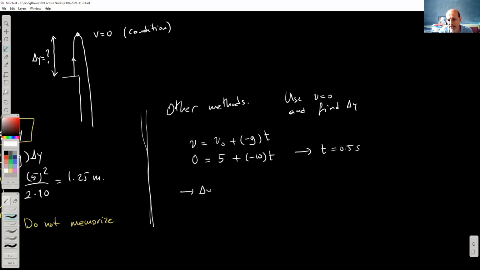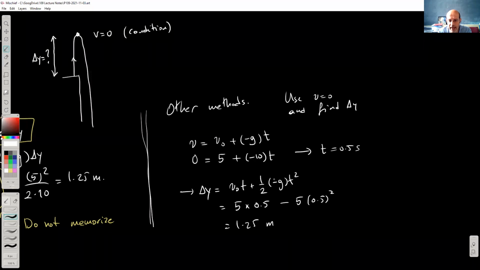And then after that, you just write delta y, that's v0t plus 1/2 of minus g times t squared. So that's 5 times 0.5, and then this is minus 5 times 0.5 squared, all right? So you just compute this, right? It should be 1.25 meters. So that's one way, all right?